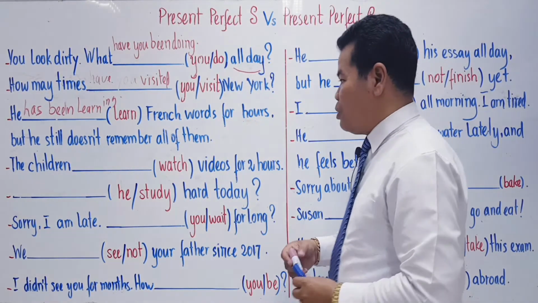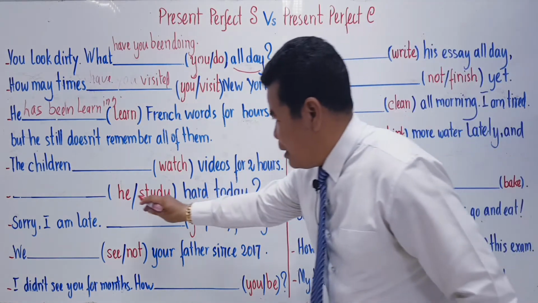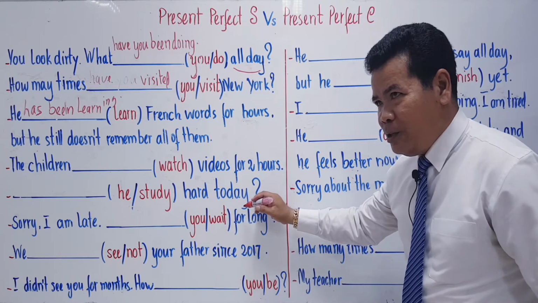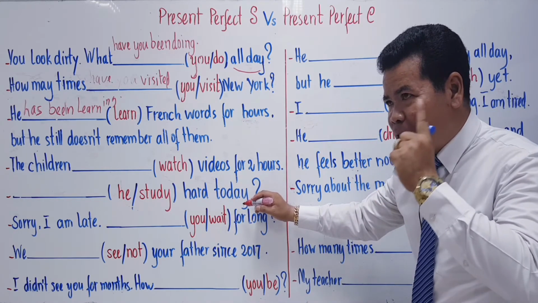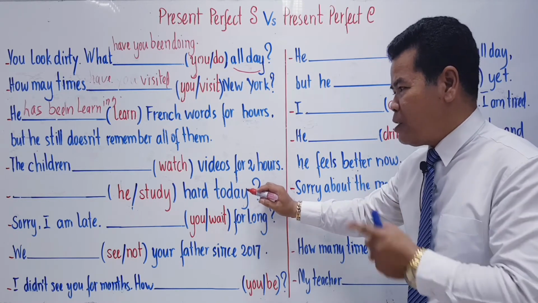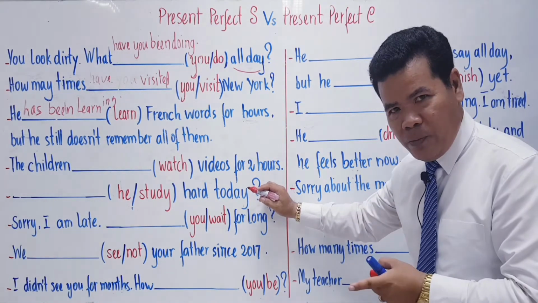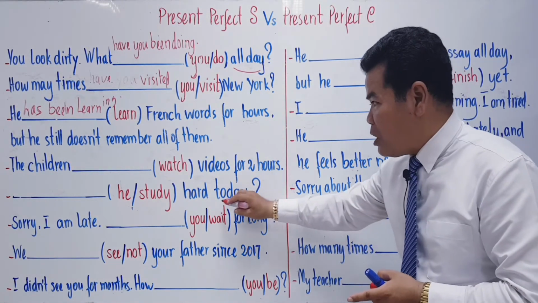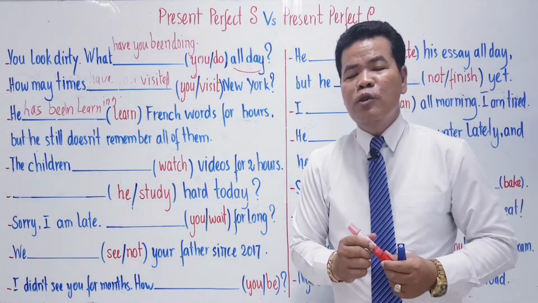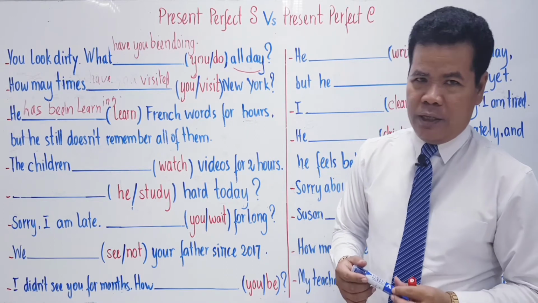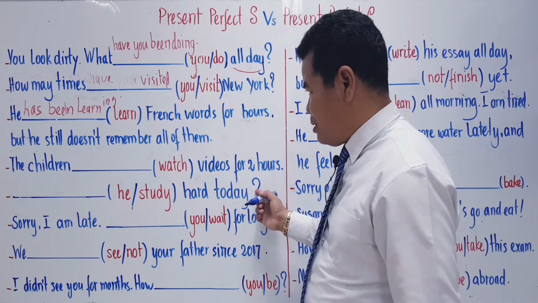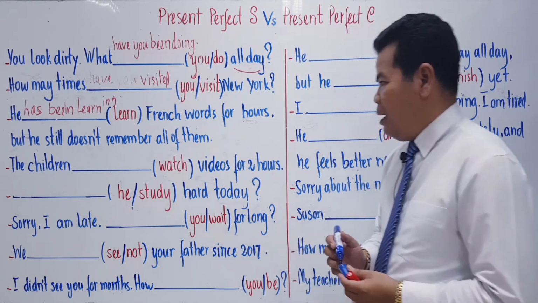So what you are going to see now is, he is a subject, study is a verb, study hard today. So try to ask yourself, what kind of sentence are you going to make? Are you going to choose the present perfect or present perfect progressive? You understand? So today is the key word. Today is the key word that we are going to use the present perfect progressive. So what do we have now? Is it a question? Yes. So what do you ask?